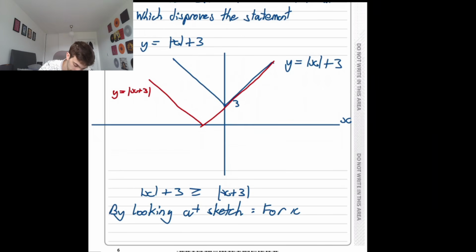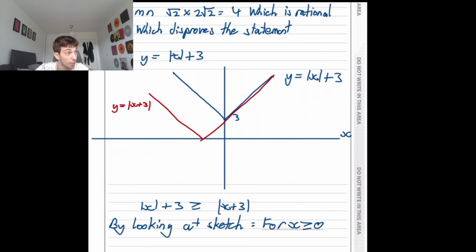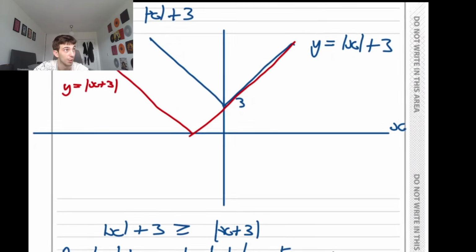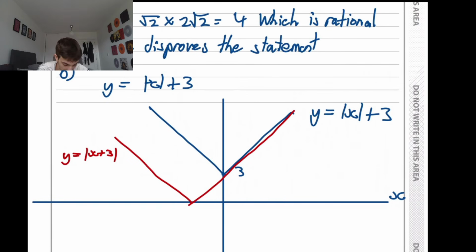for x larger than or equal to 0, we can see that these graphs are actually equal, right? Because the lines are continuous with the same gradient going through each other, going through that y-intercept of 3. So for x larger than or equal to 0, we have that the modulus of x plus 3 equals the modulus of x plus 3. Okay, so far the inequality is holding, and then for all these negative x values, looking at the left-hand side here, we can indeed see that the modulus of x plus 3, this dark blue line here, is indeed above our red graph of y equals the modulus of x plus 3.